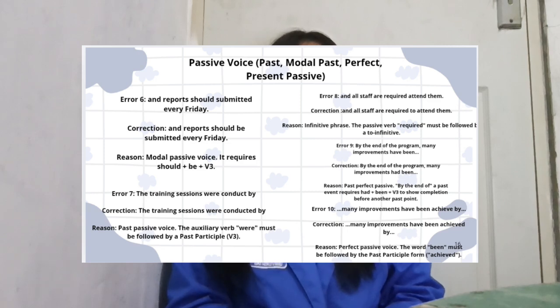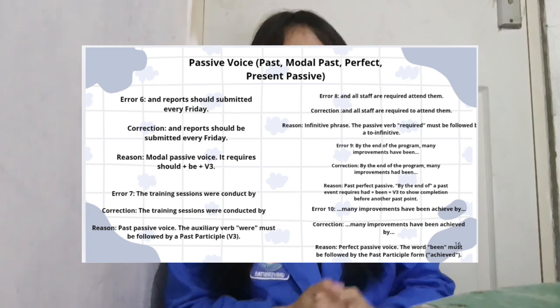Error 9: By the end of the program, many improvements have been. Correction: By the end of the program, many improvements have been made. Reason: past perfect passive, used to show completion before another point in the past. Error: Many improvements have been achieved by. Correction: Many improvements have been achieved by. Reason: perfect passive voice. The word been must be followed by the past participle of achieve.